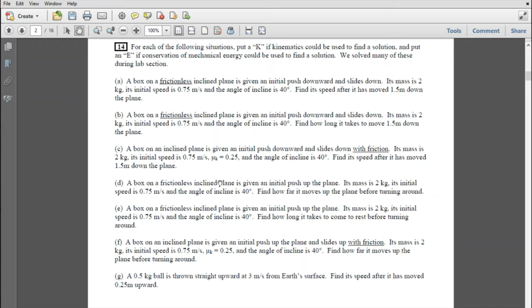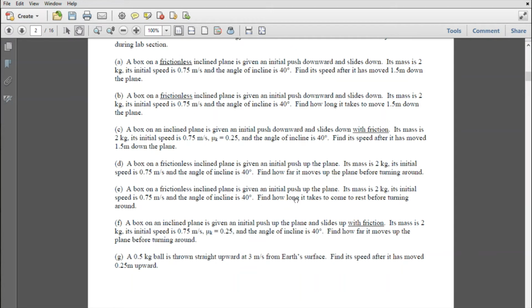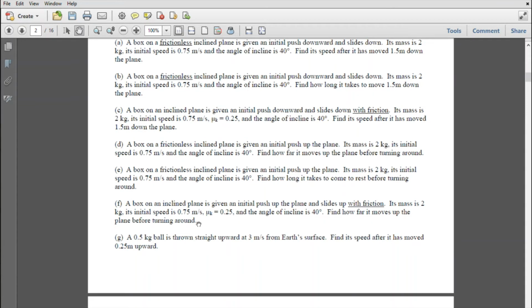D, in this case, it's given an initial push up the plane. It's frictionless, and we're asked to find how far it moves up before turning around. We can do this with either kinematics or energy methods, same system as above, and no work done by external forces because it's frictionless. E, this one sounds very similar, except we're asked how much time it takes to reach the position referred to in D, and there we can only use kinematics because we never get times out of energy methods.